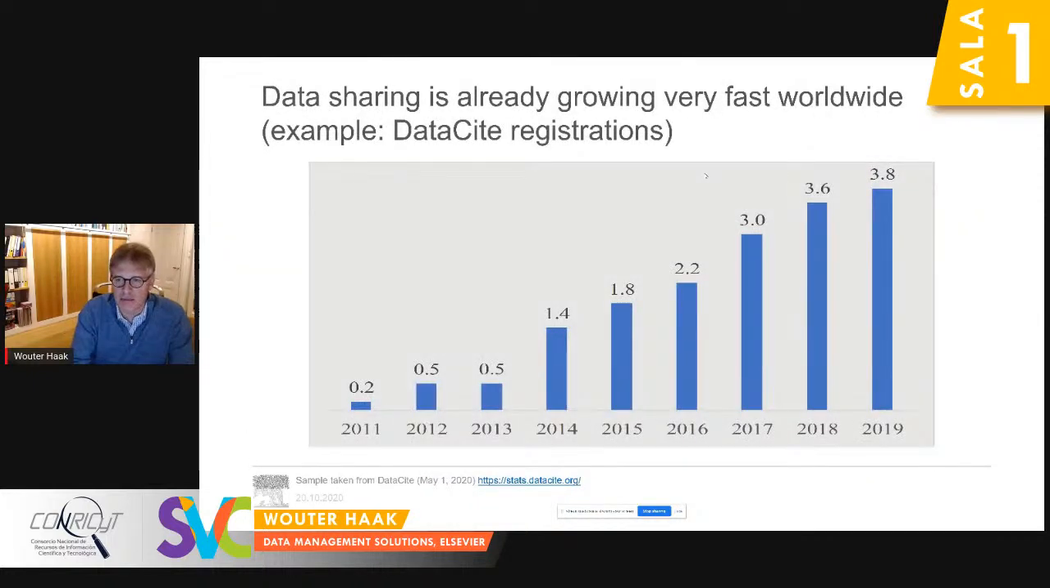You can see this in the increase in data sharing through DataCite registrations. DataCite tracks data sets in many repositories worldwide. And again, you can see that over the last 10 years, there's a massive increase in the number of data sets registered every year by DataCite. This is not a cumulative graph, but the newly minted data sets every year by DataCite, in millions.